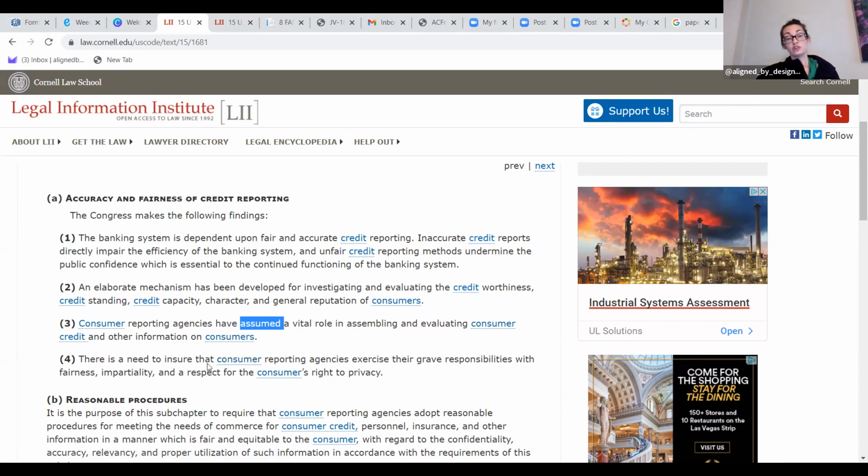There is a need to ensure that consumer reporting agencies exercise their grave responsibilities with fairness, impartiality, and a respect for the consumer's right to privacy. So this is kind of talking on third party debt collectors, which we'll be getting into.